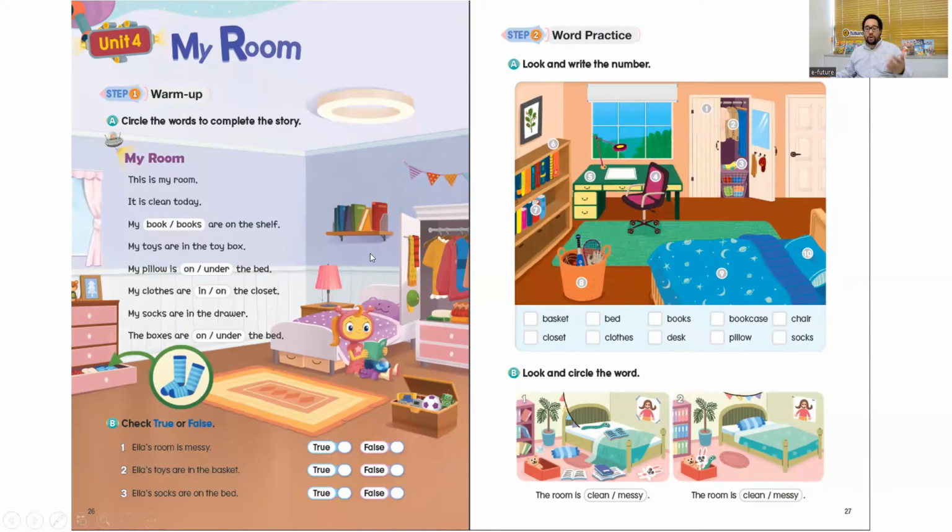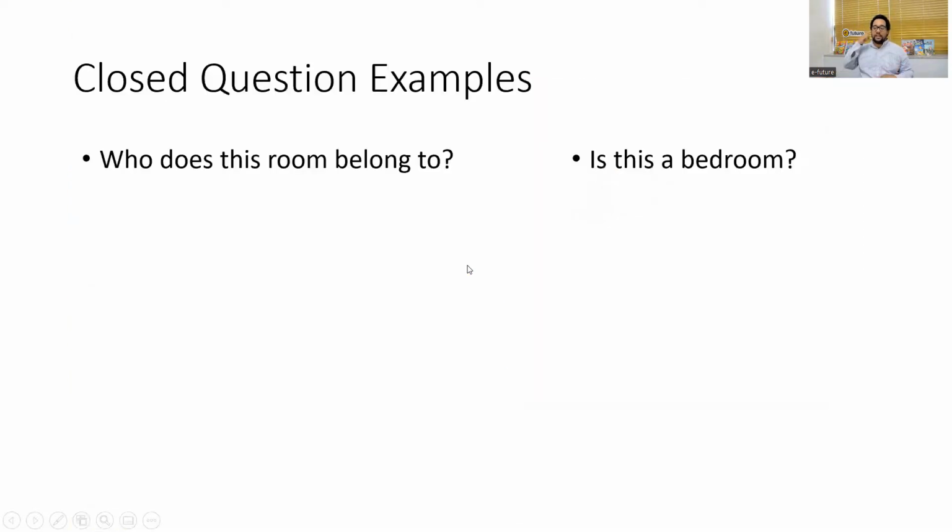As you are writing these questions, I'm going to give you a couple of quick examples of appropriate and less appropriate closed questions. So I have two examples on the screen here. Who does this room belong to? And is this a bedroom? So these two questions are probably common questions that you might ask. Who does this room belong to?